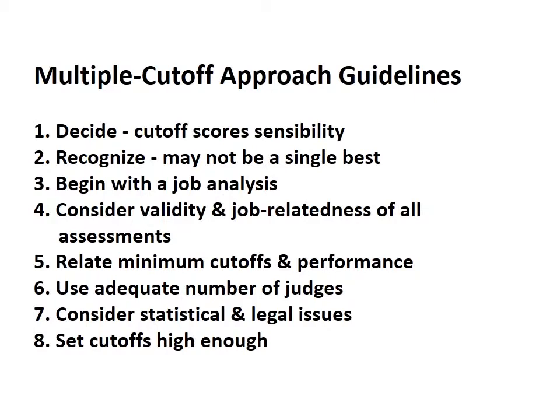But you're always wanting to think of, we're wanting to use this cutoff score usually not necessarily to exclude large amounts of people, but to try to set up a minimum cutoff for performance. And again, the more that cutoff is related to performance, the better. If you're using the Angoff method, you want to make sure you use an adequate number of judges. Generally speaking, the larger the better. A good rule of thumb is 5 to 10. You want to consider statistical and legal issues.